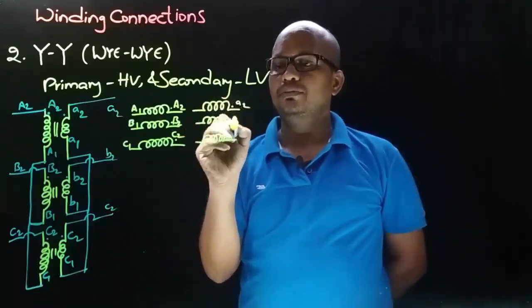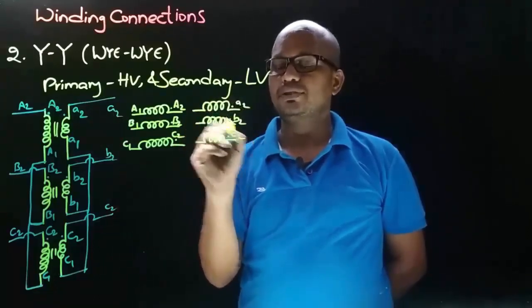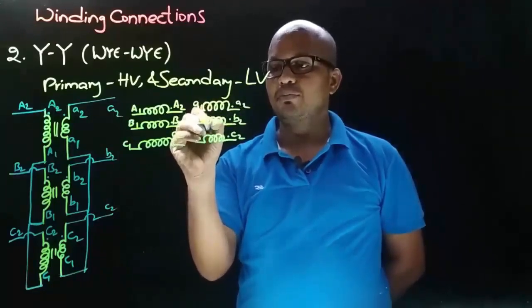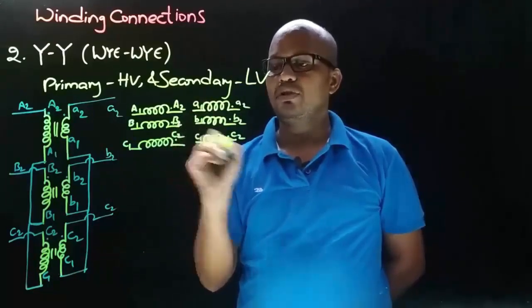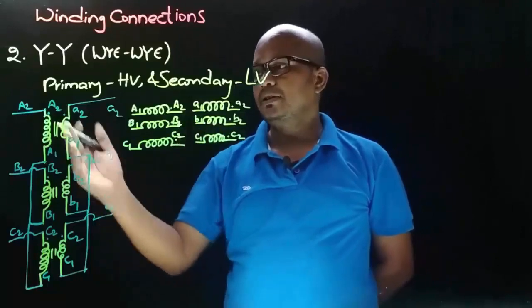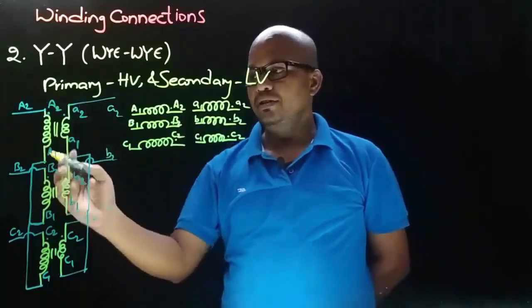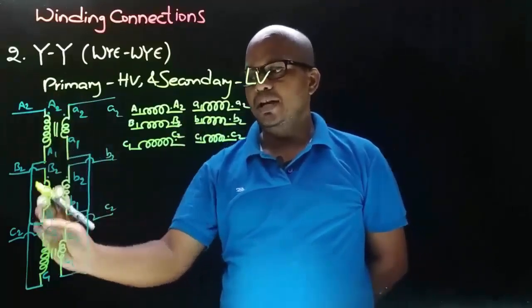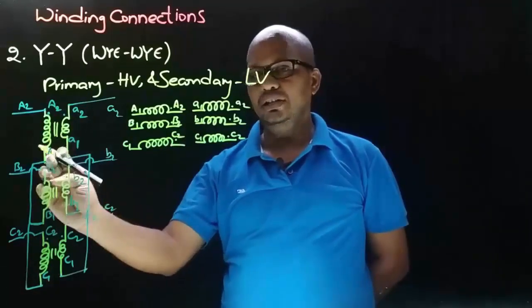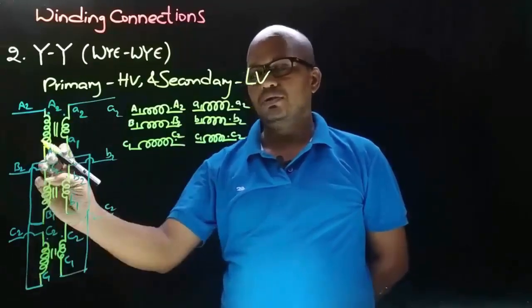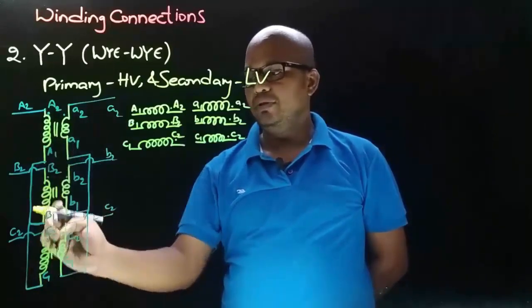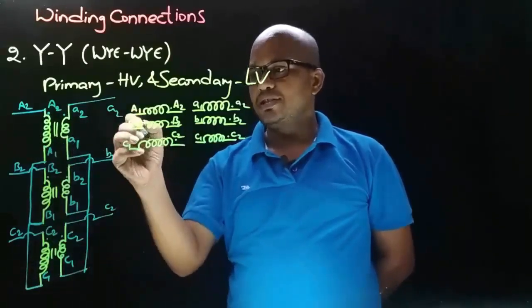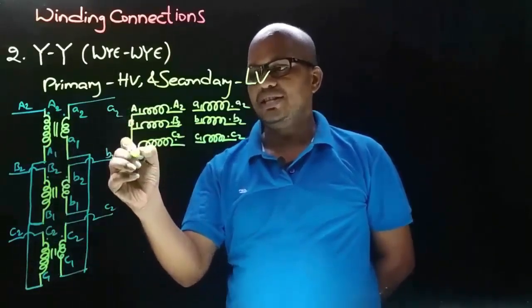So small a2, small b2 and small c2, and these ends will be small a1, small b1 and small c1. Now observe that to obtain star connection, what we did? We joined the common end terminals, that is we joined the finishing end of coils. So the finishing ends of coils are a1, b1 and c1. So let's join these a1, b1 and c1 together.